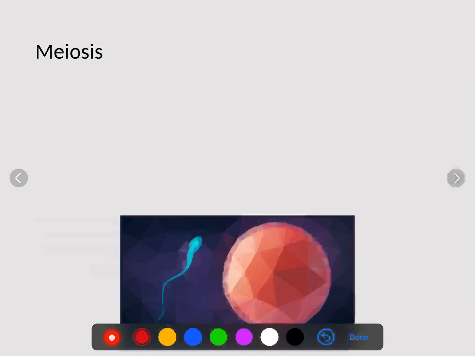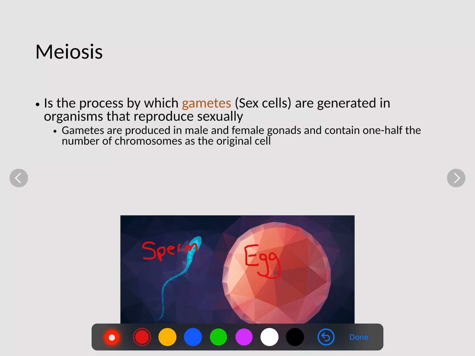Now, meiosis is a little bit different. Meiosis is when we're making our sex cells, or our sperm in males and our egg in females. So this is the process by which gametes, or again, sex cells, are generated in organisms that reproduce sexually. So in this case, we're producing half the chromosomes in these cells. Because if you remember, you get half of your chromosomes from mom, half of them from dad, which gives you your total full set of chromosomes.